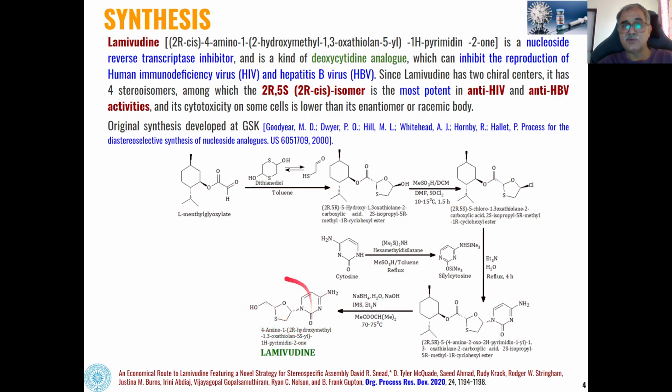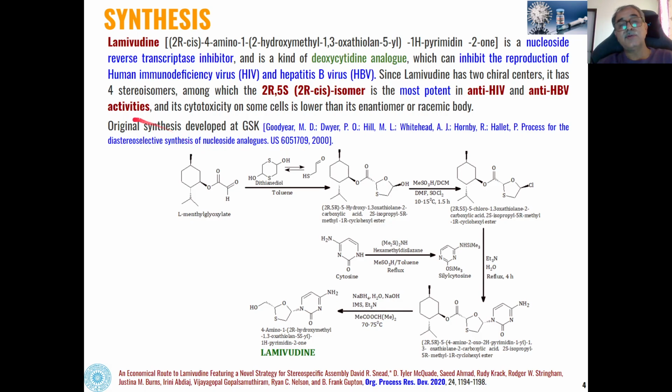this is called the 2R cis isomer, 2R5S, or the 2R cis isomer. This is the most potent, or most active, against HIV and HBV. So we can say that this isomer has anti-HIV and anti-HBV activities. And the toxicity of this isomer on some cells is lower than its enantiomer or racemic body.